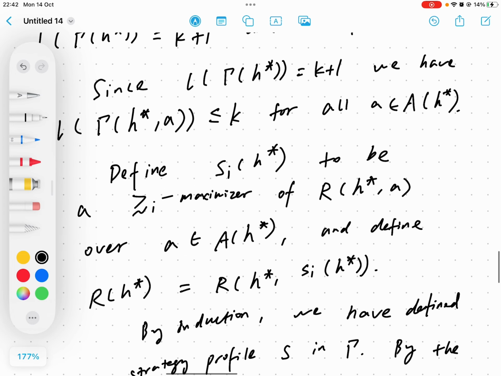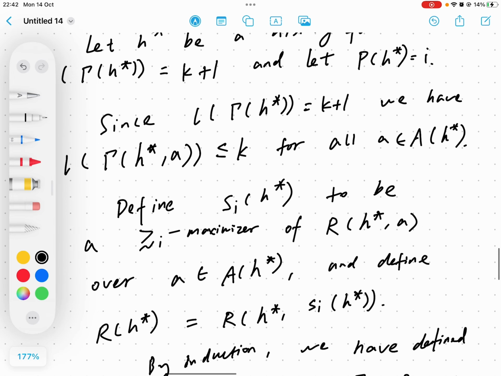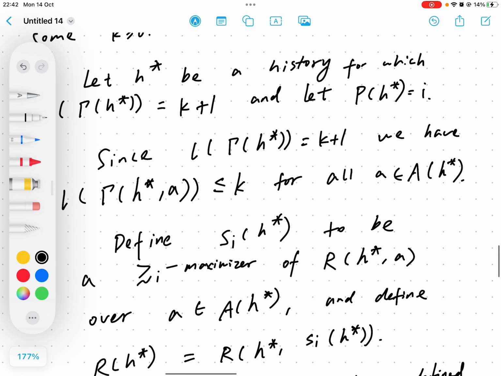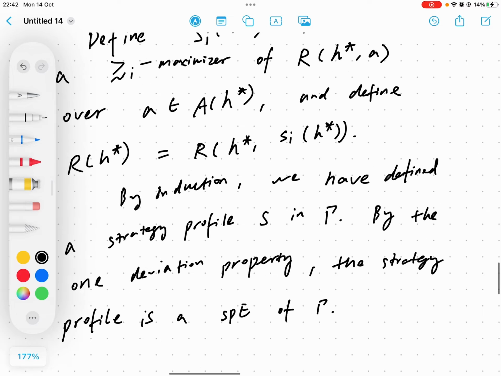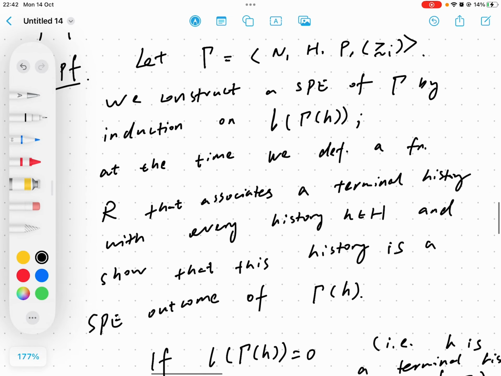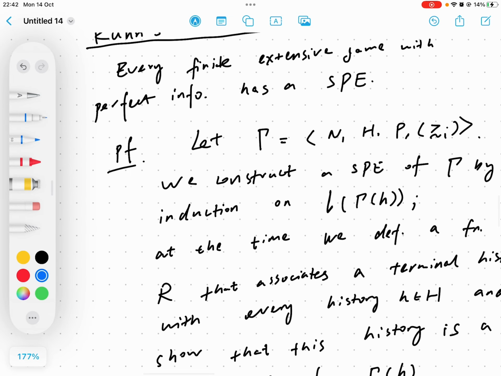Okay. So up to here, we have proved, or successfully constructed, the subgame perfect equilibrium for each finite extensive game with perfect information. The procedure used in this proof is referred to as backward induction. So this proof is essentially a backward induction.